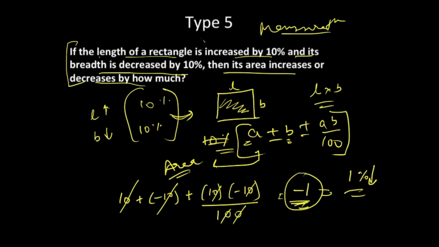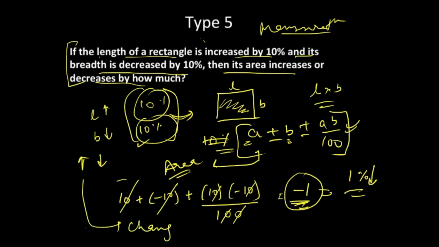Alright, so this is the question which is using the concept of a plus b plus minus ab by 100, that is the effective percentage change. There's one more thing which we can deduce from here. If the same percentage value takes place as an increment and in the second iteration there's a decrement with the same percentage value, the overall change would always be negative. That is, there is going to be a reduction in the actual value.